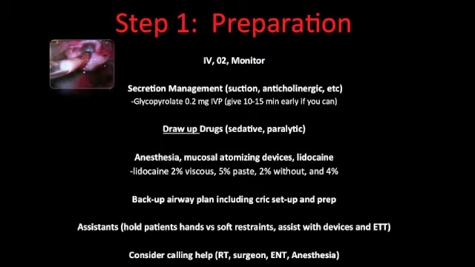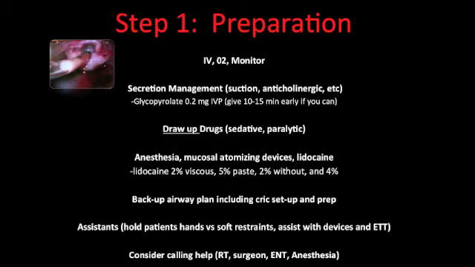The most important step in this procedure is preparation. As with all patients requiring an airway, IV access, supplemental O2, and a monitor are required. Next, you want to have a plan for secretion management. This includes suction on, ready at the bedside, and the administration of an anticholinergic agent. We like glycopyrrolate at 0.2 milligrams IV because it doesn't really have much cardiac effect. The problem is that it takes about 10 to 15 minutes to begin to work, and occasionally, if your patient's in extremis, this is not an option.